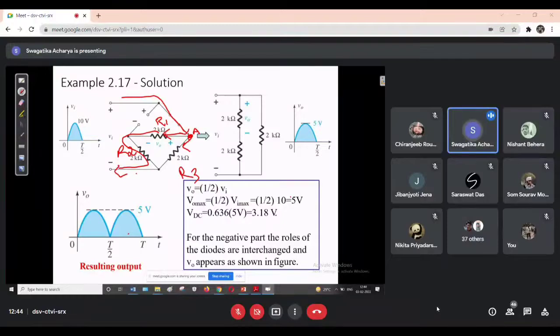Now from this node A, this will be I1 and this will be I2. I2 will flow through R3. A different current will flow through R3. So you will say R3 is in parallel to R1 and R2. R1, R2 in series and R3 in parallel connection. So this will be your R3, this will be your R1 and this is your R2.